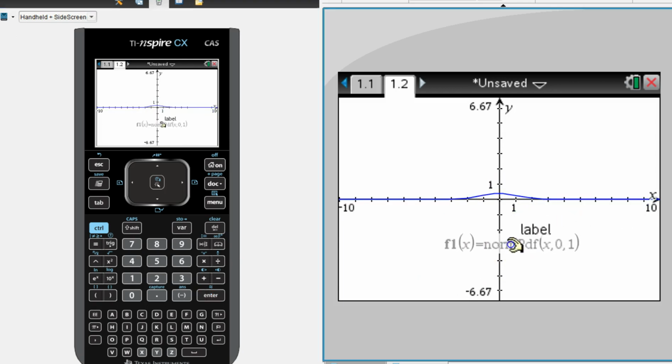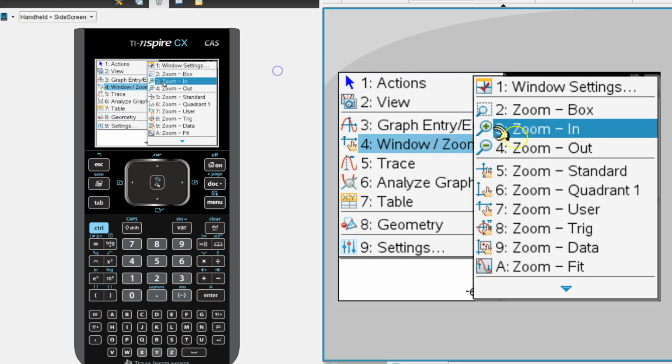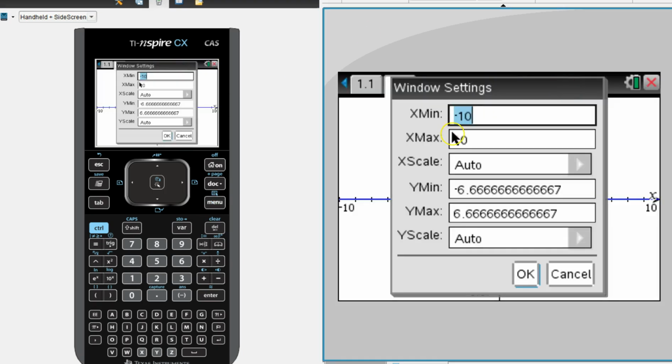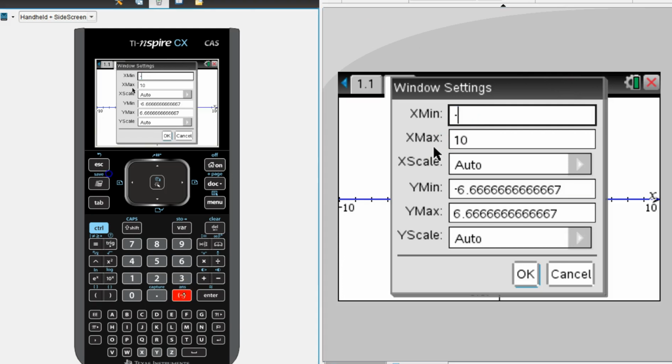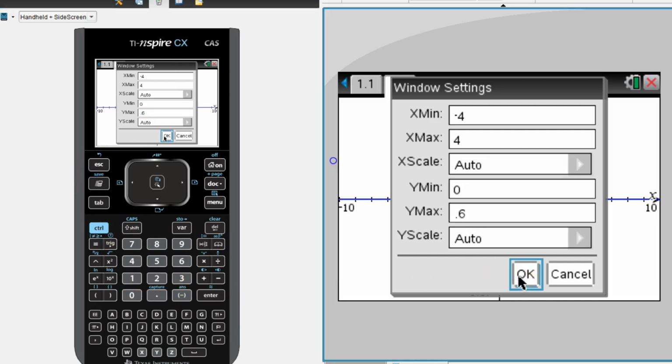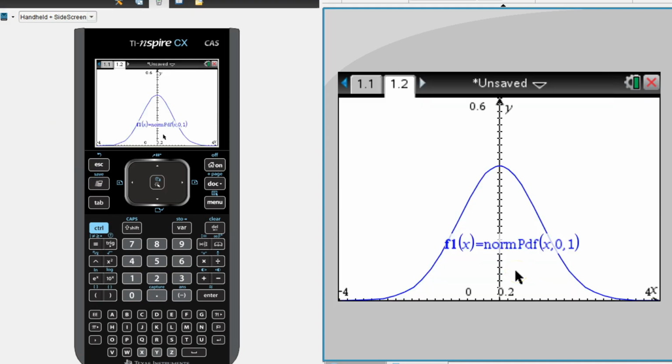So what I can do is I can zoom this in. So let's zoom it, not from -10 to 10, let's go ahead and go -4 to 4. And I also don't need the y values to go from -6 to 6. So how about 0 to, I don't know, 0.6 maybe, should be plenty of space. That looks a lot more like our normal distribution, right? So here's our normal distribution. The question is, how does the t-distribution differ? Well, let's see.